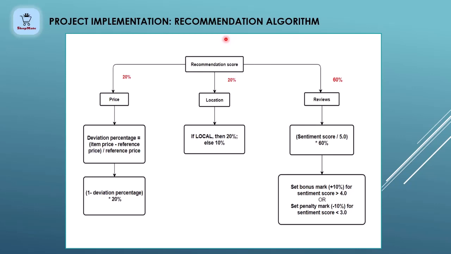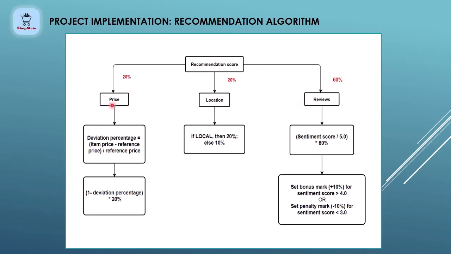Since the ShopMate application allows users to add items into a compare list, the application will recommend which item to buy based on this recommendation algorithm. The recommendation score for each item in the list is calculated based on three aspects, which are price, location, and reviews, and the ratio is 20, 20, and 60.